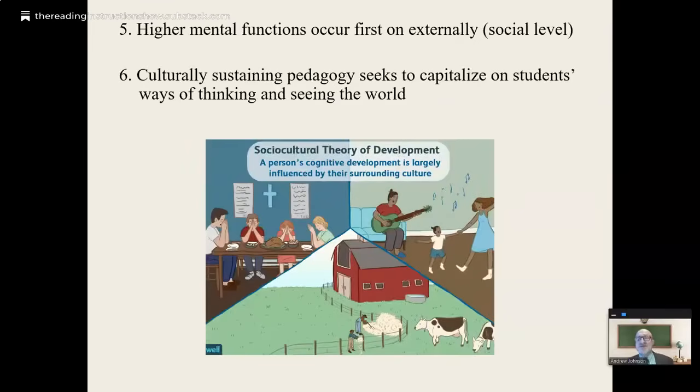Higher mental functions, again, happen on the external level first, the level of society, the social level, and gradually become internalized. This is the sociocultural theory of development. We are influenced by the thinking that goes on around us. And the idea of culturally sustaining pedagogy is using the thinking and the experience of our children to help them learn to read and write and to learn in general.